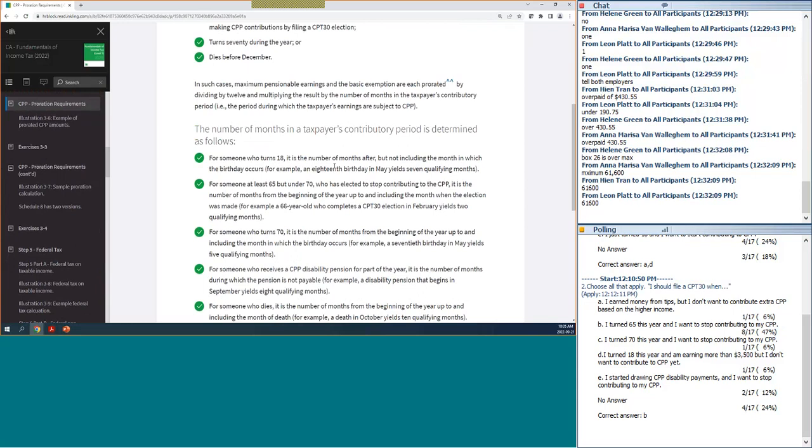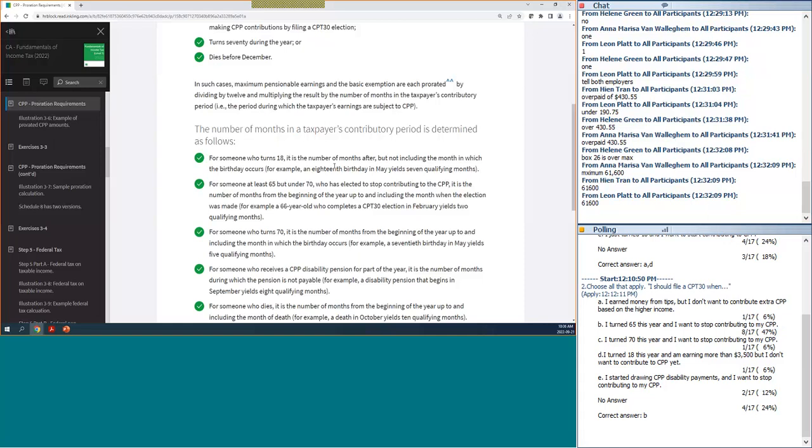If they're electing to stop, you include the month when the election was made, and then you stop. So you're going to do all the months up to the end of the month where there was an election. Yes, you are getting CPP. That's how many you're going to put in box A of part 2, and then the rest of them you don't. Same thing, if you turn 70, it's up to and including the birthday. So from the beginning of the year up to the end of the month when you had the birthday, that's the number that goes in part A.